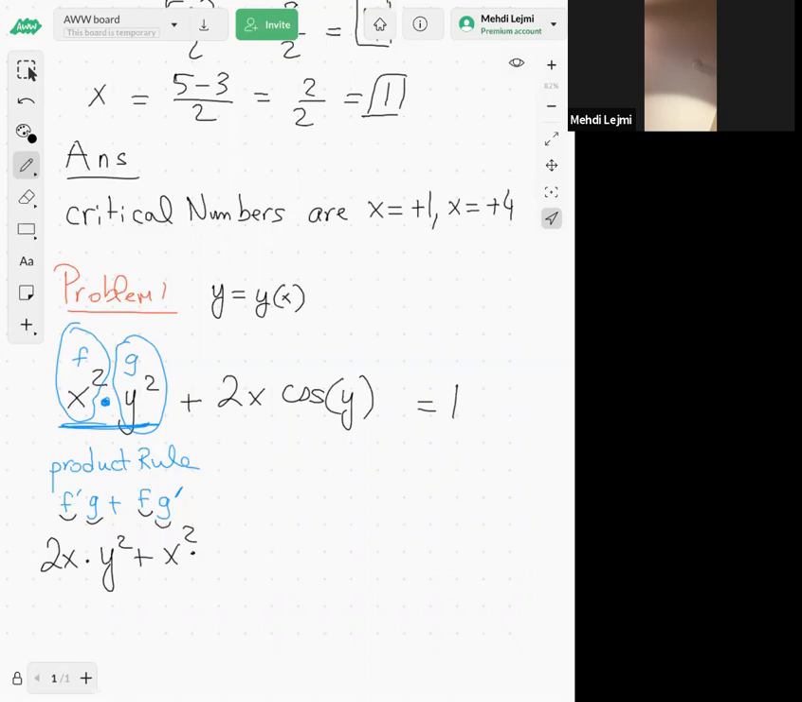Okay, so now the question is, what's the derivative of y squared? This y squared is like f squared, so it's like some function to the power 2, right? So what's the derivative of a function to the power 2? Let's say you have a function f to the power n. Well, we had our rule, which says that the derivative of f to the power n is n f prime f to the power n minus 1.